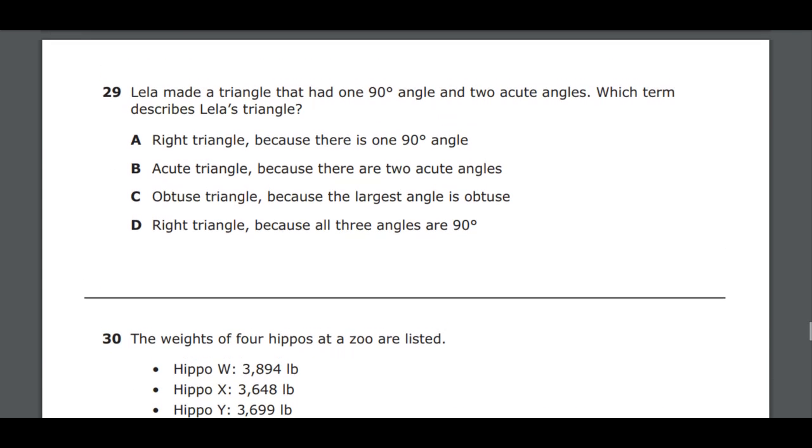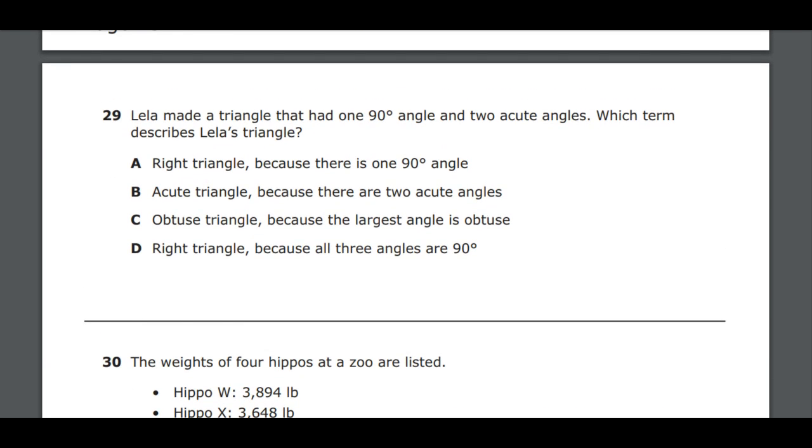29. Layla made a triangle that had one 90-degree angle and 2 acute angles. Which term describes Layla's triangle?